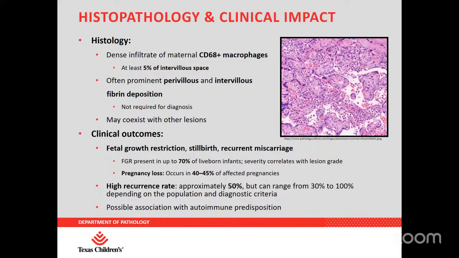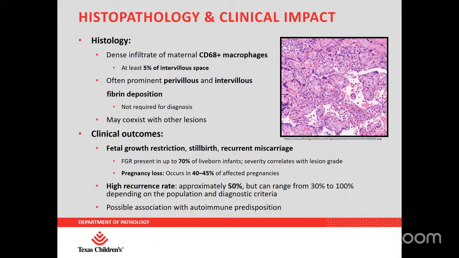Histologically, CHI is striking. You'll see this dense infiltrate of mononuclear cells, mainly maternal macrophages, with some admixed lymphocytes, filling at least 5% of the intervillous space, although often it's more. Around 80% of these cells will be CD68 positive, confirming their histiocytic nature, and there's often associated perivillous and intervillous fibrin deposition, though that isn't required for the diagnosis. Occasionally, you might see chronic villitis alongside it, but rarely. Usually, it's more of an intervillous infiltrate, and the villi themselves remain quite clean, so to speak.